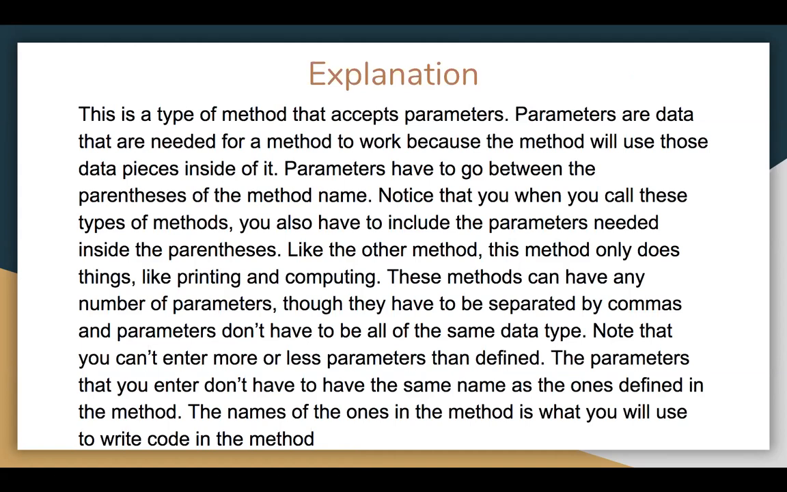And like the other method, this method only does things like printing and computing. These methods can have any number of parameters, though they have to be separated by commas, and parameters don't have to all be of the same data type. Note that you can't enter more or fewer parameters than defined. The parameters that you enter don't have to be the same name as the ones defined in the method, and the names in the method are what you'll use to write code in the method.